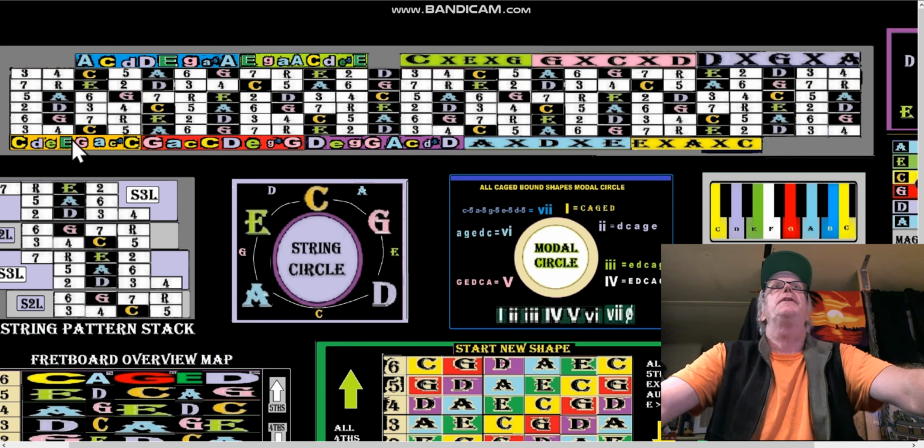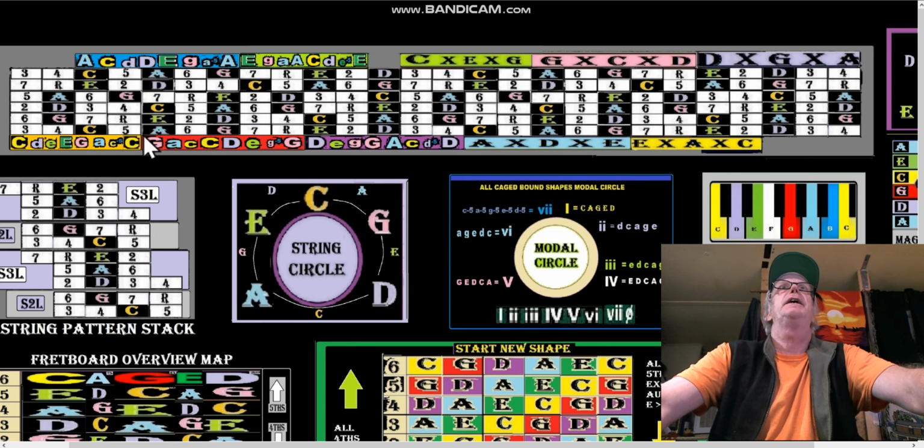So we've got the new banners here, and I'm going to keep the old banners there. So it's Caged. This is just two instances of Caged across the whole fretboard.